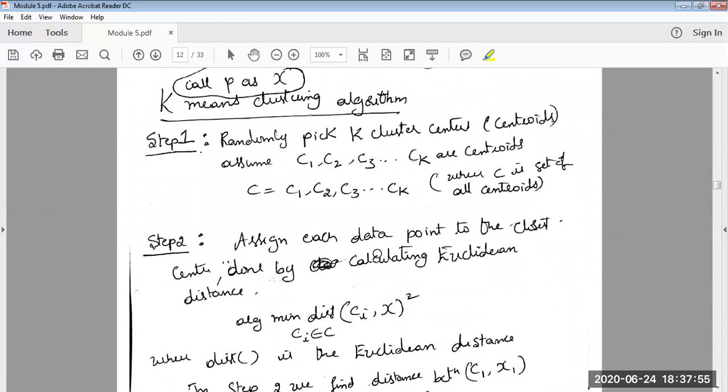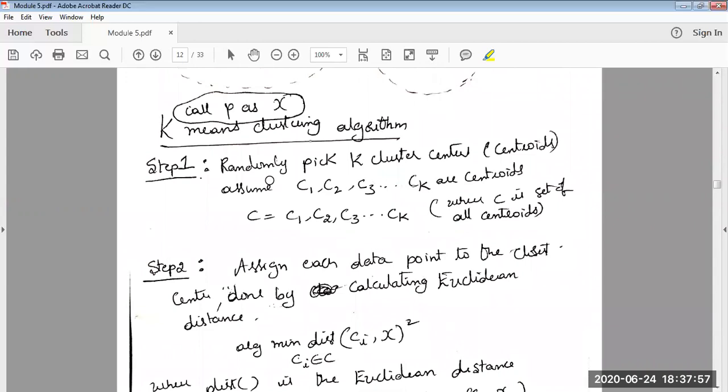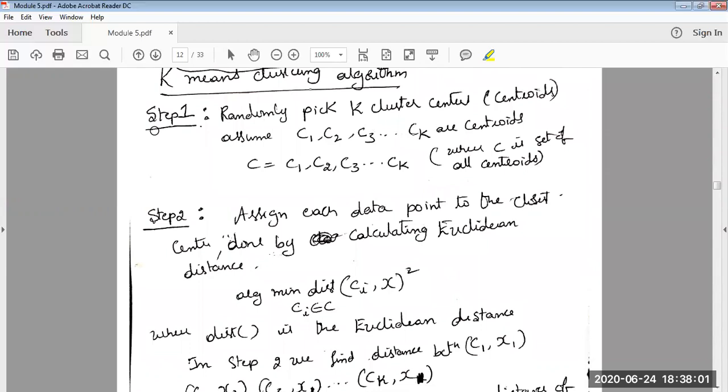So this was the exact algorithm. As I already told you, we will start exploring it step by step. Step 1: randomly pick k cluster centers, so centroids. Depending on the value of k you are providing, that many centroids will be created in step 1. For example, if I give k equal to 2, 2 centroids will be created. The same we saw in the previous example.